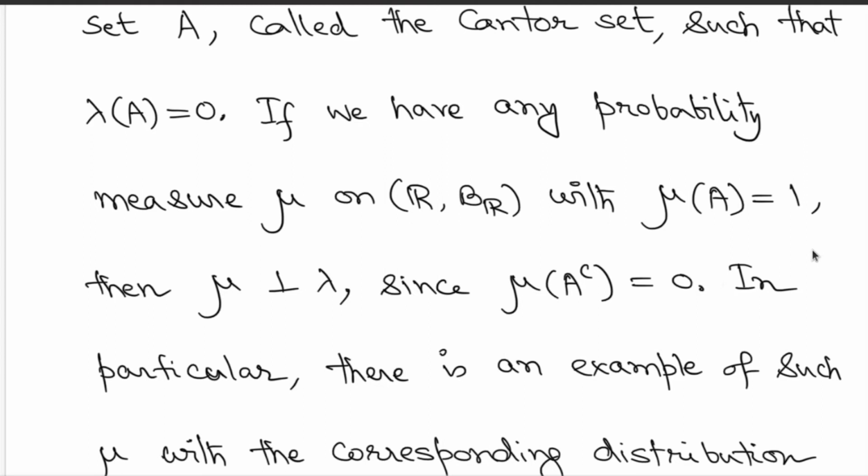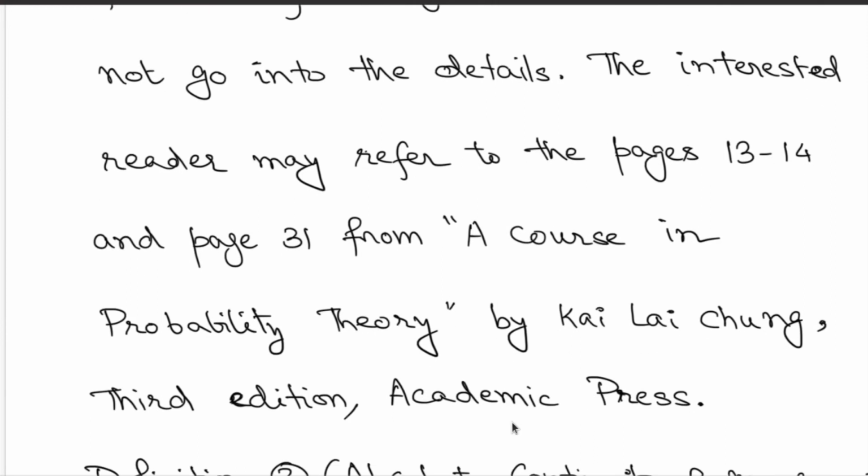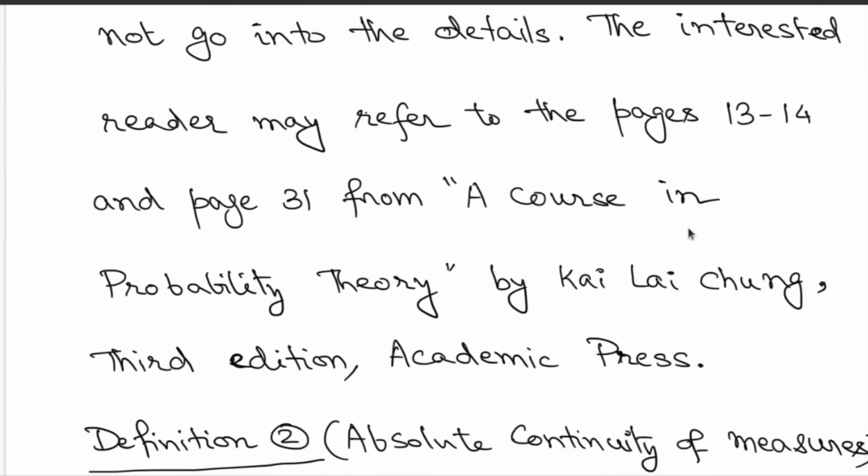Alright. In particular, there are examples of probability measures which assign full mass to the Cantor set, but whose distribution function f subscript mu is continuous. So we are not going into the details. If you are interested, please refer to pages 13 and 14 and page 31 from this book by Kai-Lai Chung. The book title is A Course in Probability Theory. This is the 3rd edition of this book published by Academic Press. We are not going to go into the details. It involves many technical constructions.